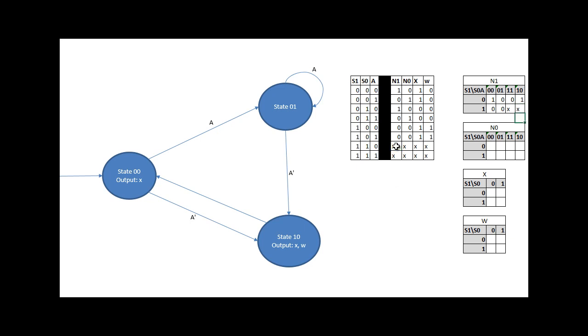We're going to basically do the same thing for N0. Now that we're done with N1 and N0, we're going to move on to X and W. For X, we are only going to consider the current states. So X is independent from the choice of A.